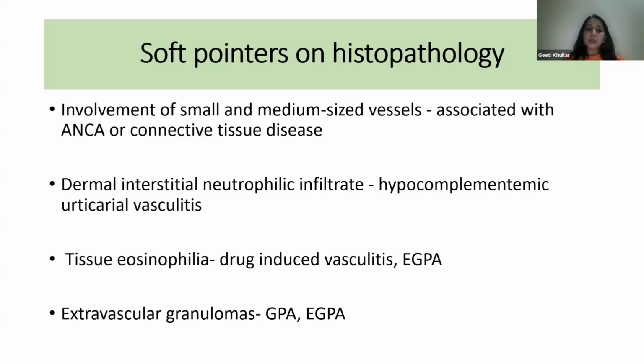When there is eosinophilia, you should think of whether I'm dealing with a drug-induced vasculitis or whether there is a Churg-Strauss or EGPA kind of vasculitis, because they have peripheral eosinophilia, and they have tissue eosinophilia as well. And sometimes, if you're lucky, you may actually see granulomas in your vasculitis. That is a feature of Wegener's and Churg-Strauss, that is granulomatosis with polyangiitis and eosinophilic granulomatosis with polyangiitis. Extravascular granulomas may be seen in these cases, but they are less common. They are not seen in all patients.